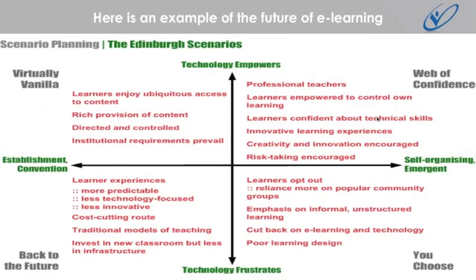And then they looked at the other axis, which was very much about the establishment and conventional ways of doing things, or that people would become far more self-organizing in the way they do things. And then they built 4 scenarios around those, and you'll see these in the slides that we send out. They call those virtually vanilla, web of confidence, you choose, and back to the future. So that reflects each of those areas.